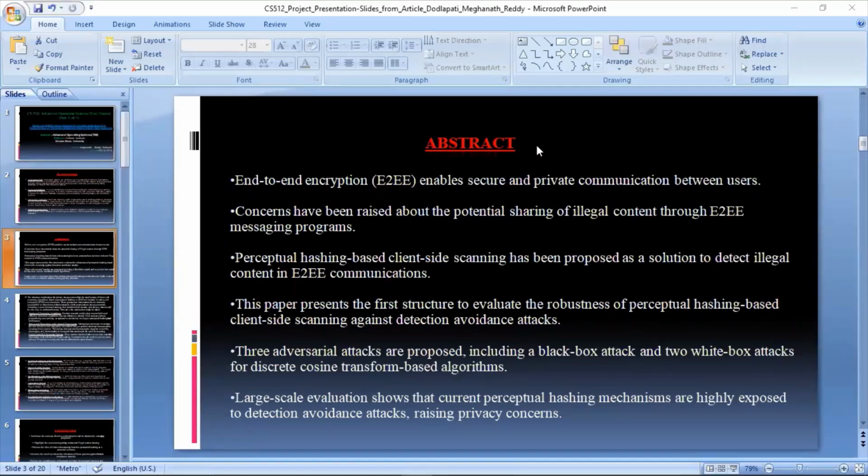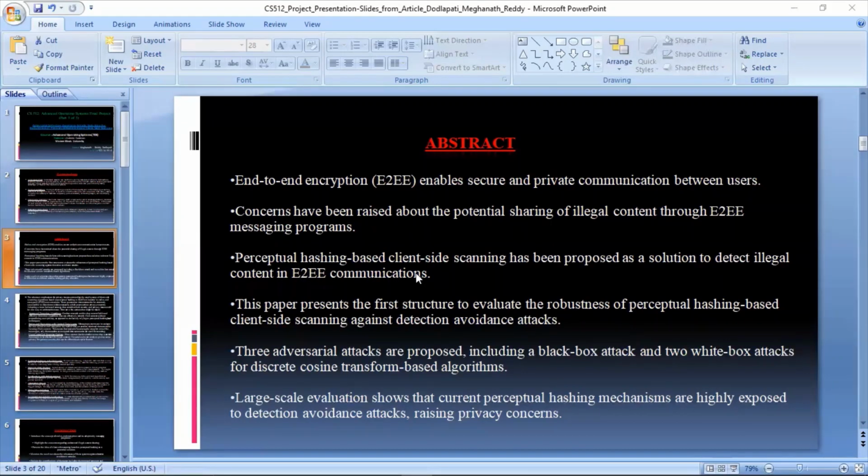Coming to the abstract, this paper talks about end-to-end encryption, a system that lets people chat privately and safely. However, there are worries that people might use this privacy to share illegal things through E2EE messaging apps. To solve this problem, the paper suggests using a kind of scanning called perceptual hashing-based client-side scanning. This can help spot illegal content in private chats.